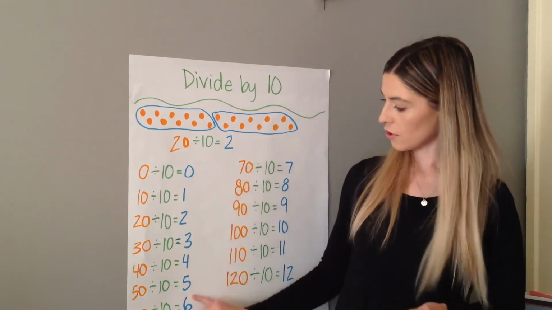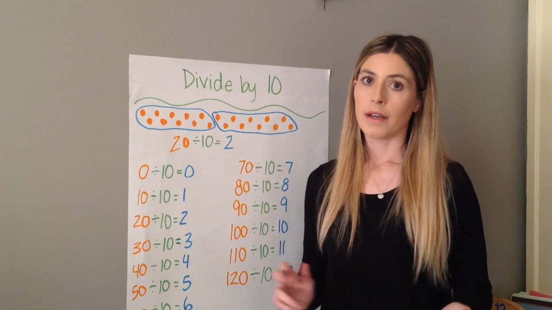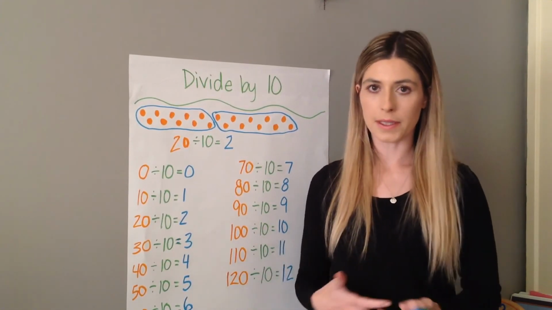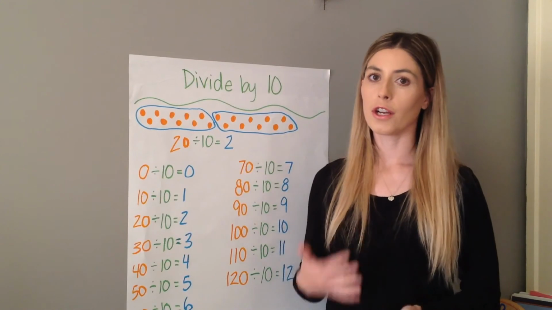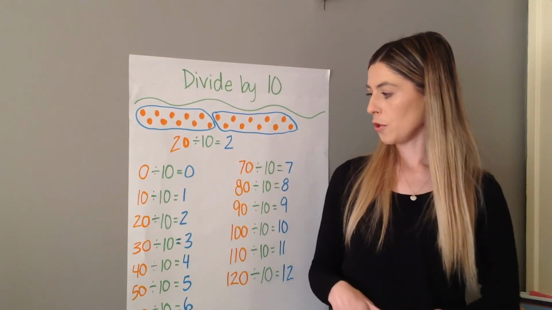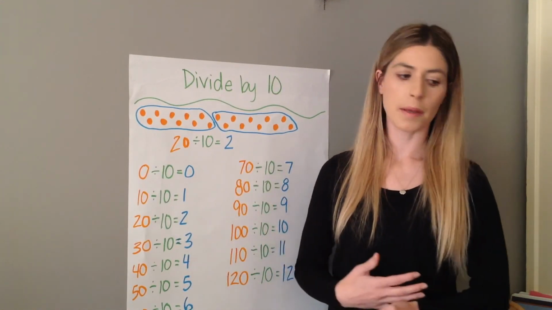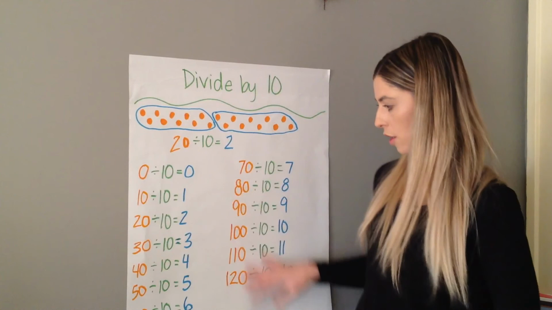And then the answer is kind of a tricky word. It's called the quotient. Now, if your tests or your papers say write the quotient, you're going to be doing division problems. Coming up soon, I'm going to show you another way to write a division problem, but for now, you only need to know this way.